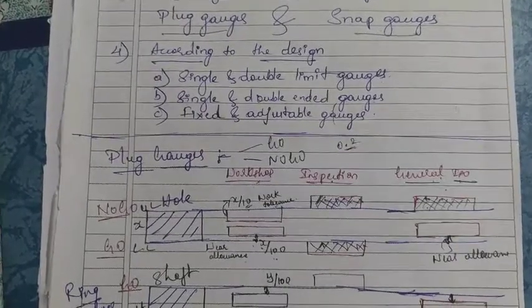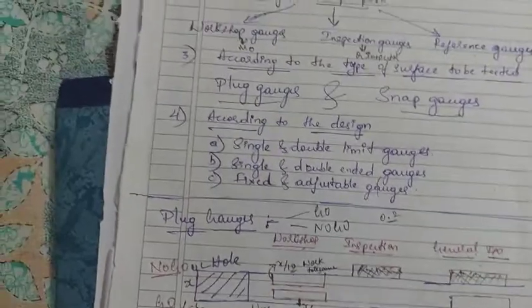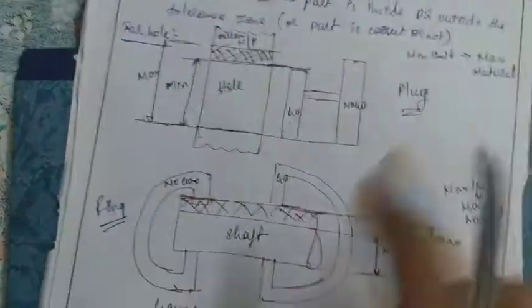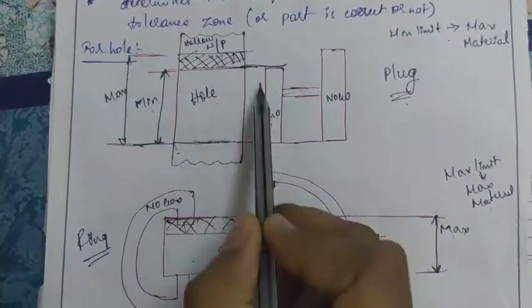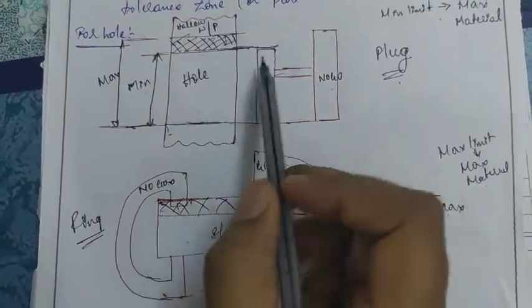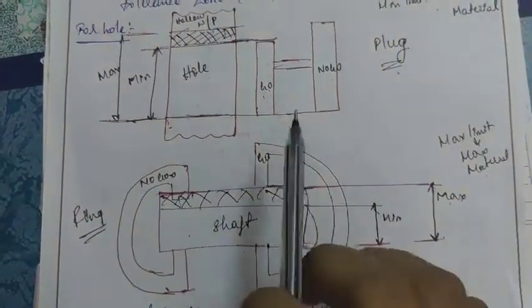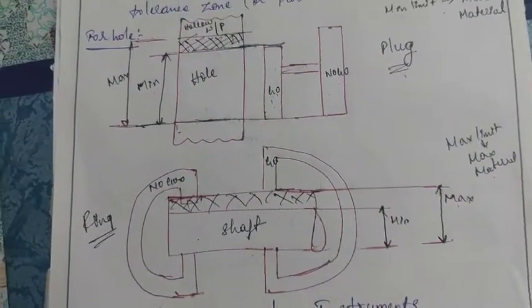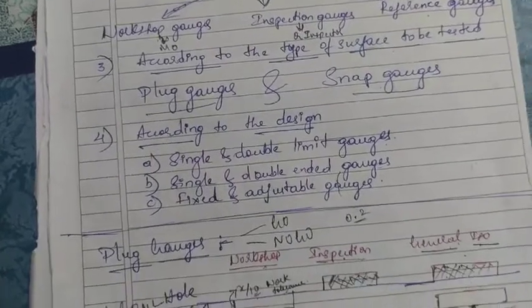Here the go gauges continuously rub over the surface. I already told you in the initial figure. So the go gauge will always rub over the surface of the job to be inspected, which leads to wear of the go gauge surface and reduction in the initial size. That can happen, which is why wear allowance is needed.